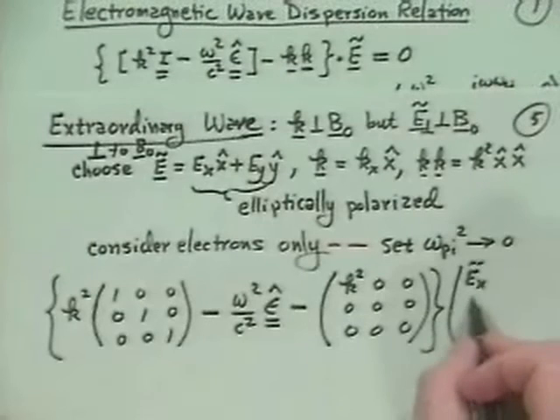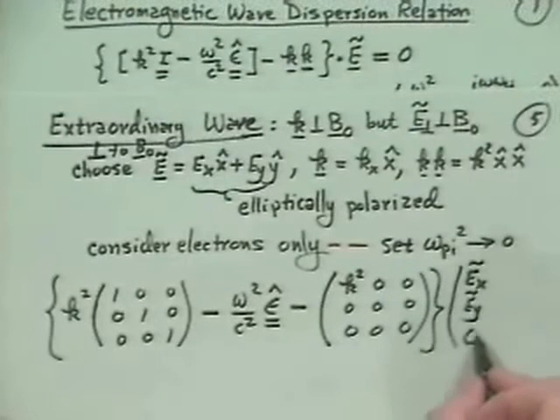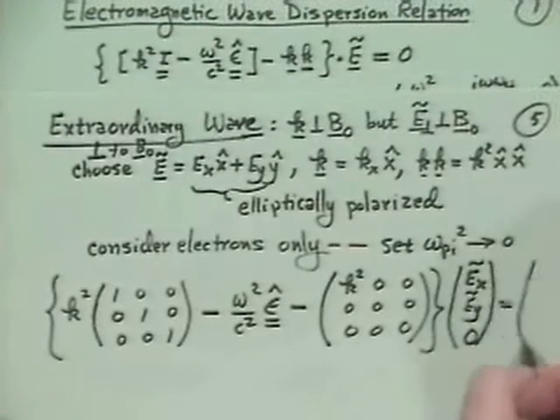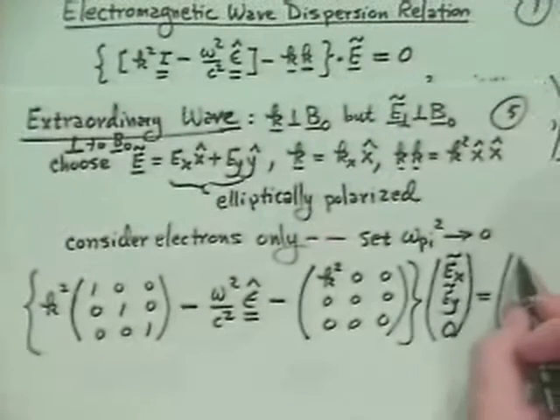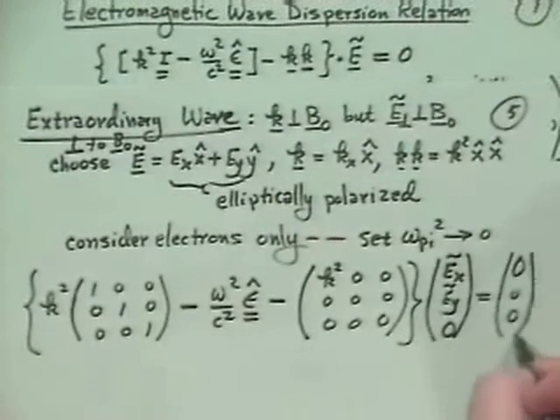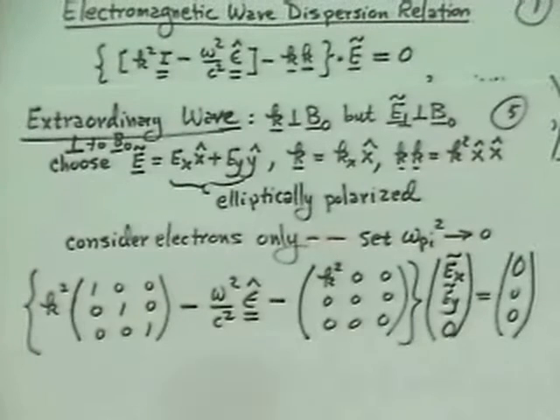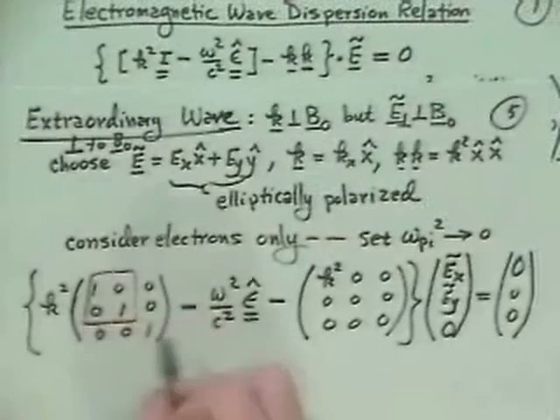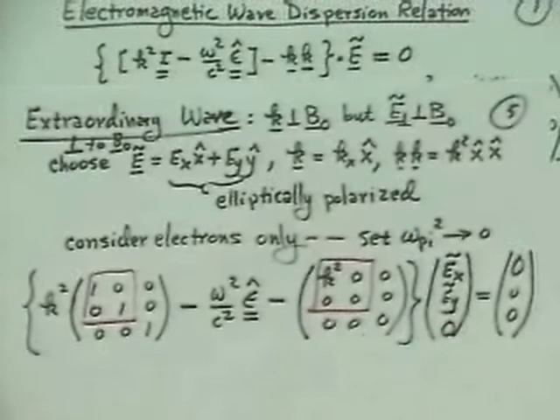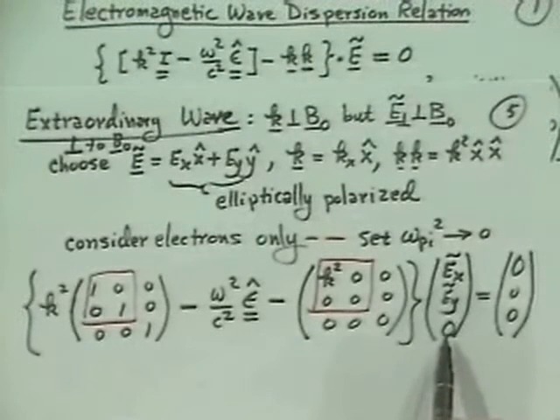It only has EX and EY components, no EZ component. This is equal to 0, 0, 0. Now, because I only have X and Y components, the only parts of this that are interesting are the 2x2 part. I could write them all out, but since I'm not going to take any Z component, it's easier not to bother about that part.